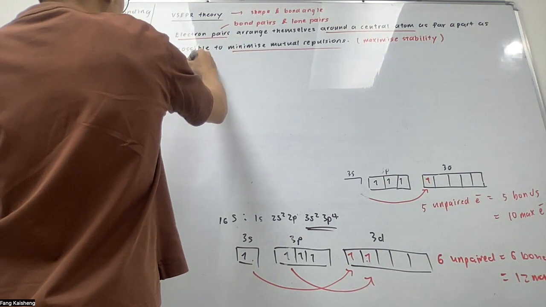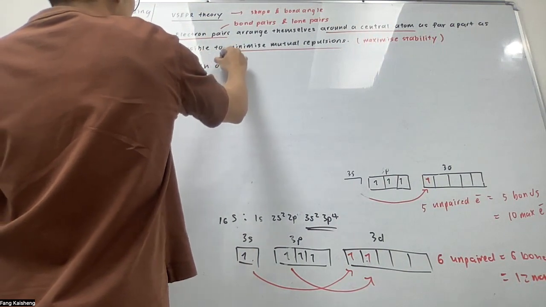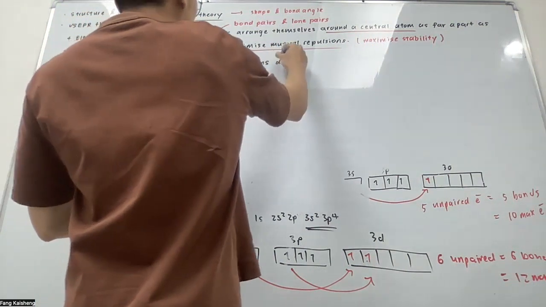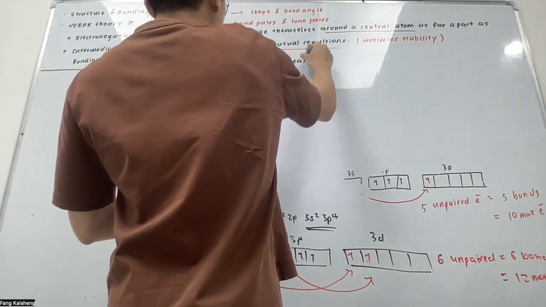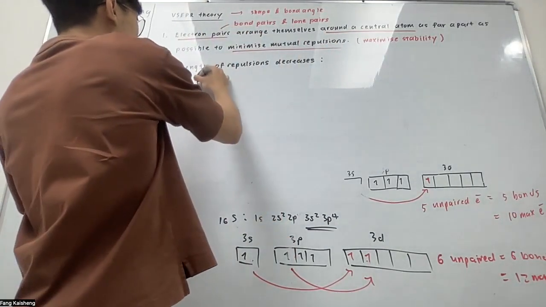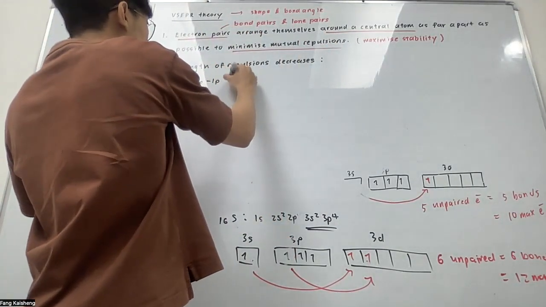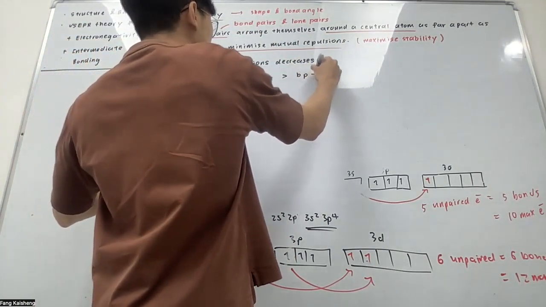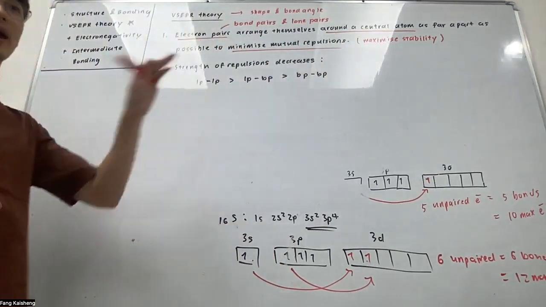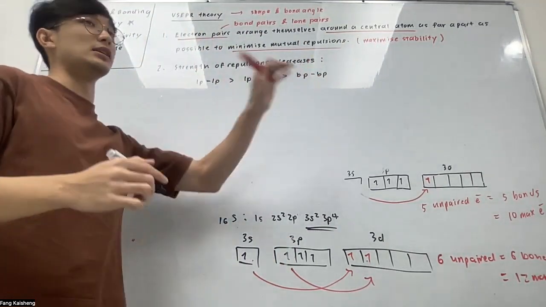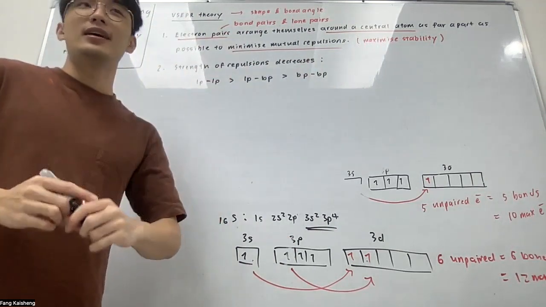Okay, then the second thing is this one. The strength of the repulsions will differ. Let's rank them. If they ask you to state the definition, you need to state both definitions. Don't just state one. Lone pair, I'm going to call it LP. Bond pair, I'm going to call it BP. The strongest repulsion is between a lone pair and a lone pair, followed by lone pair and bond pair. The weakest repulsion is between bond pairs.